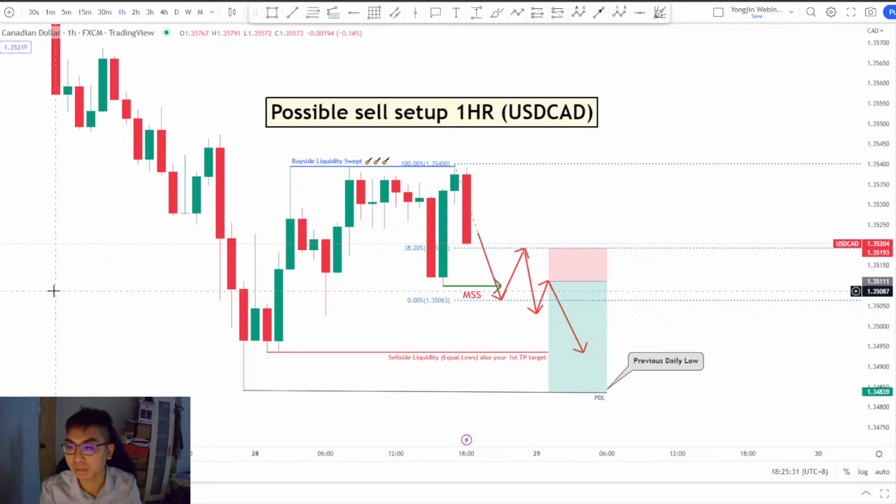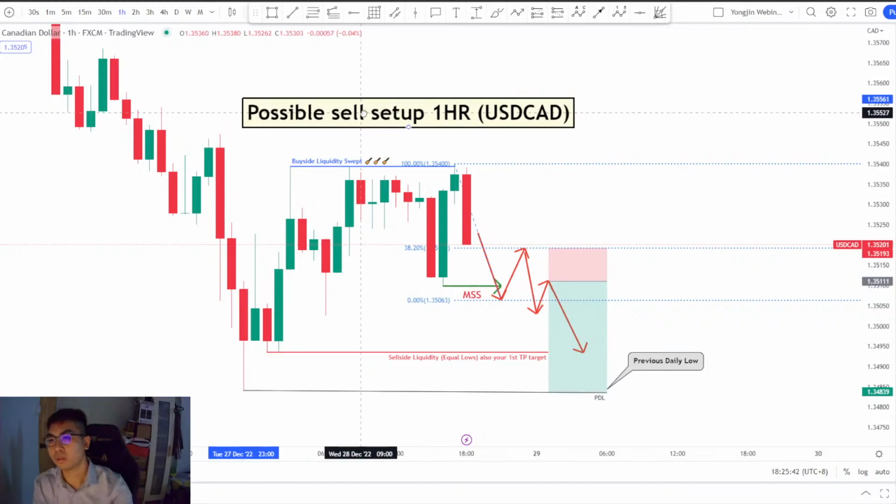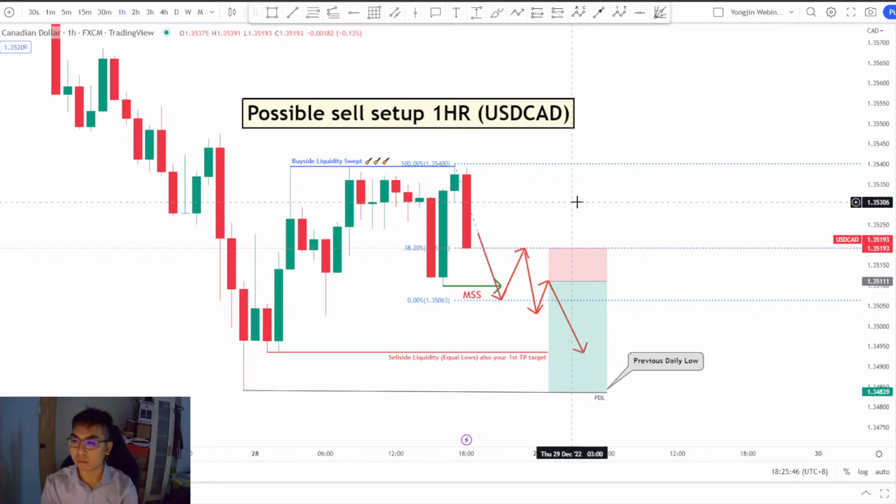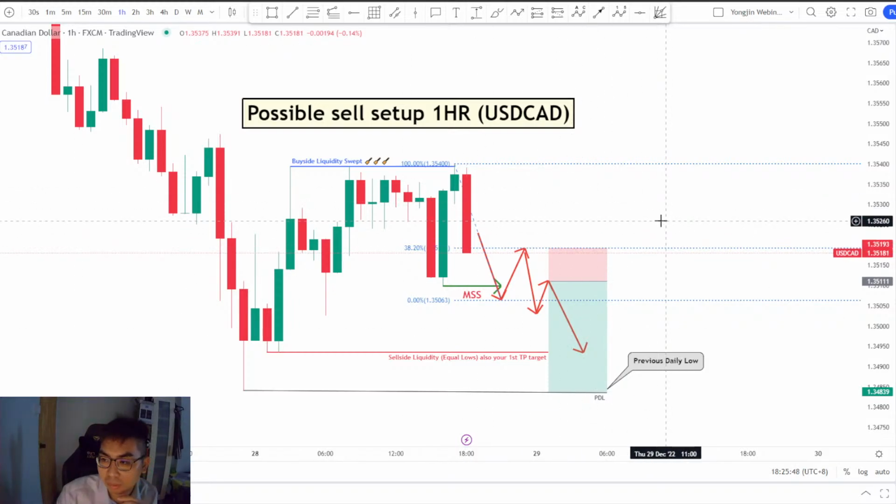No problem, man. So always look out for retracements, at least the 38.2% area. Buy setups, I don't think I'm looking for buys. Price is just pushing very strongly towards the downside.